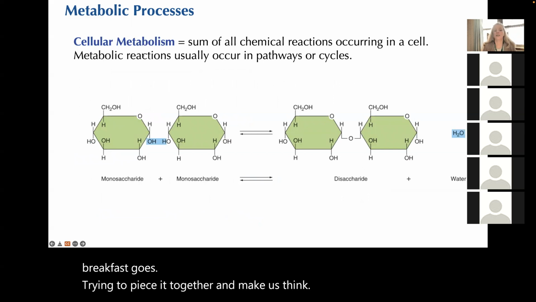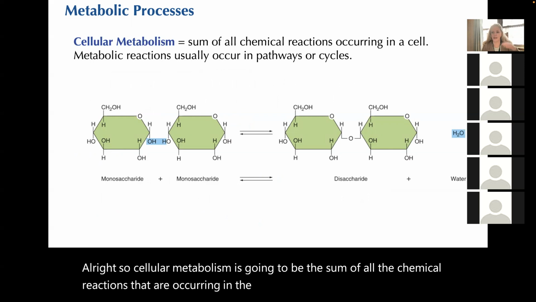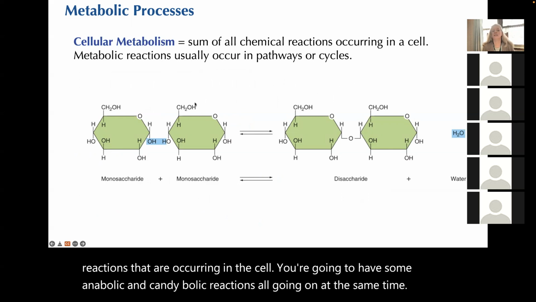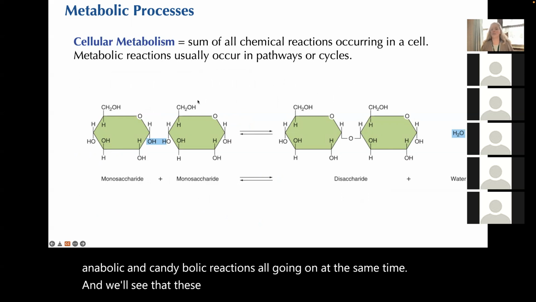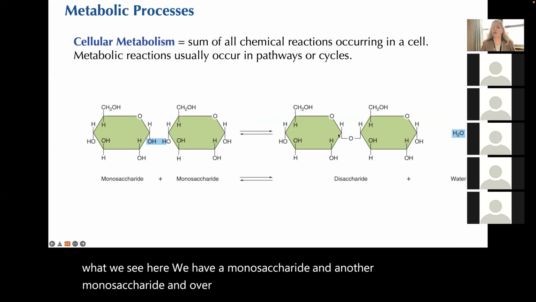All right, so cellular metabolism is going to be the sum of all the chemical reactions that are occurring in the cell. You're going to have some anabolic and catabolic reactions all going on at the same time. And we'll see that these reactions tend to occur in pathways or cycles. So what we see here, we have a monosaccharide and another monosaccharide. And over here, it looks like we've joined them to make a disaccharide.